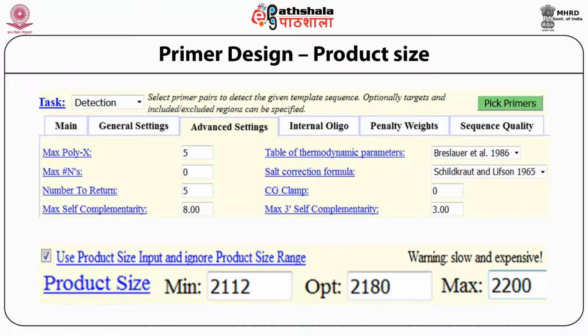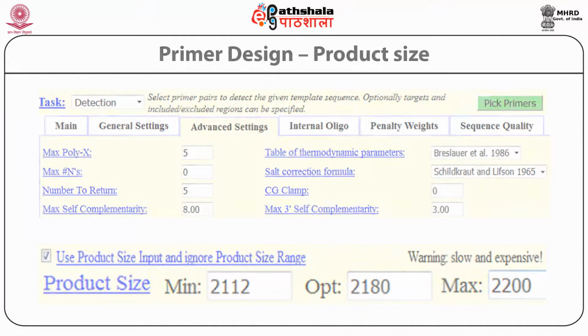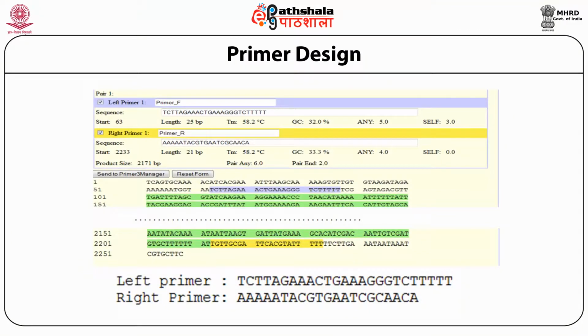Now click on the Pick Primers green button located on the top right side of the window. The results page will appear in the browser. The results page appears. Save the primer sequences and use these sequences for primer synthesis. However, before synthesizing the primers, check the specificity of the primers, that this pair of primers will not amplify any non-specific DNA in the target genome.